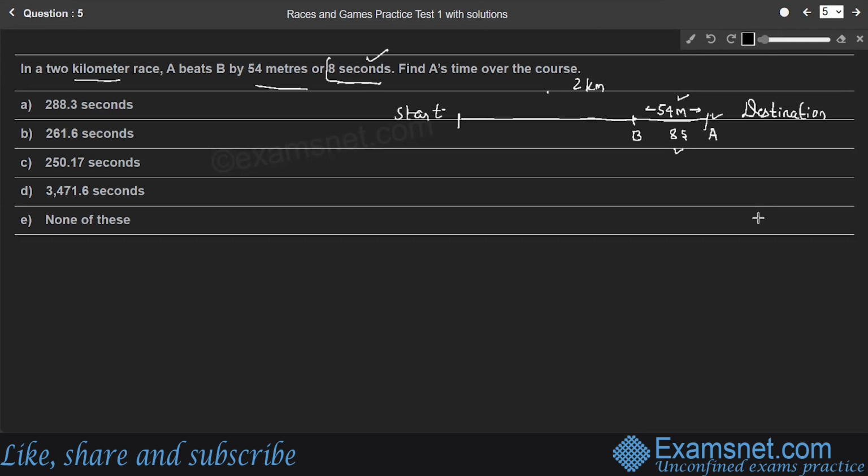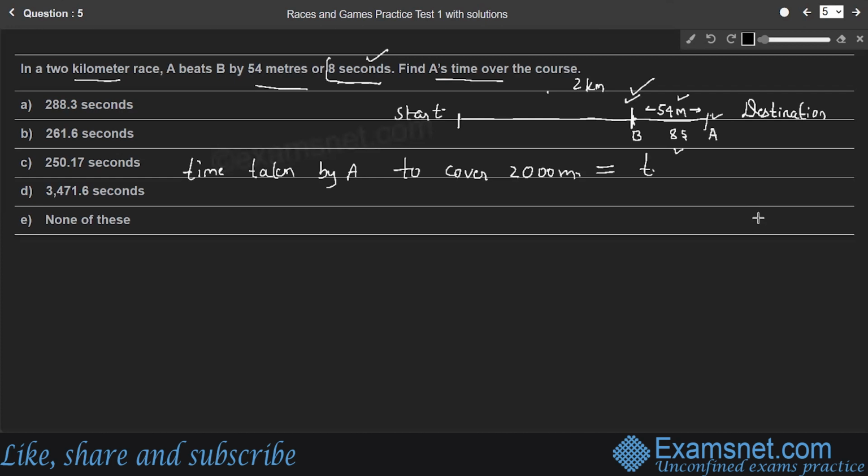Here, what is to be calculated? Find A's time over the course. Find the time taken by A to reach the destination, that is, to cover 2 kilometers or 2000 meters. What is the time required for A? The time taken by A to reach the destination is equal to the time taken by B to reach the point B here. So at the same time, B reaches the point B here.